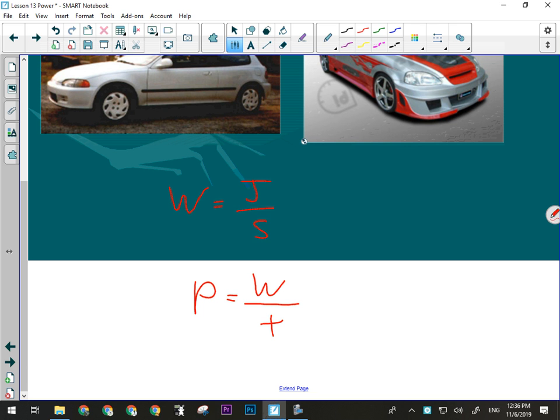Can you tell which one's working with watt? Well, because this one's all units, and I'll do this. I'll be nice.